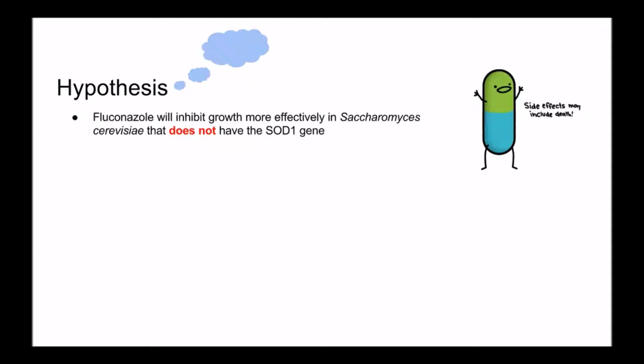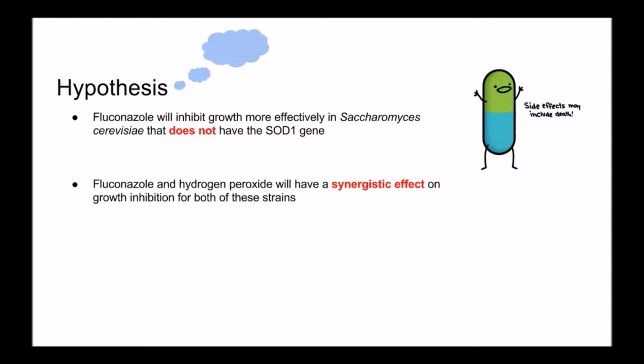Given the way that superoxide dismutase works and the way fluconazole works, we expected that knocking this gene out of our yeast cells will make them more sensitive to fluconazole treatment. We expect less growth from our knockout strain than from our wild-type strain.